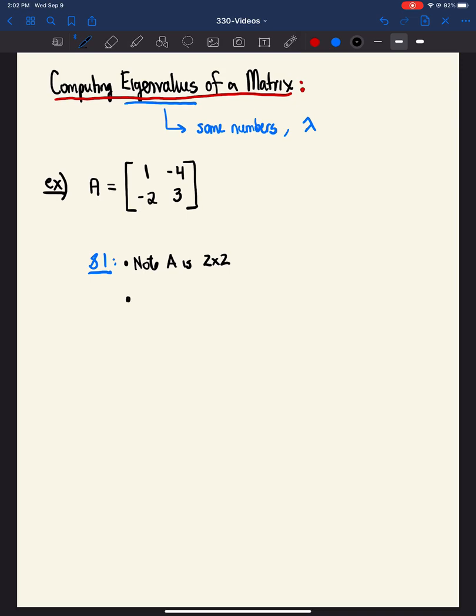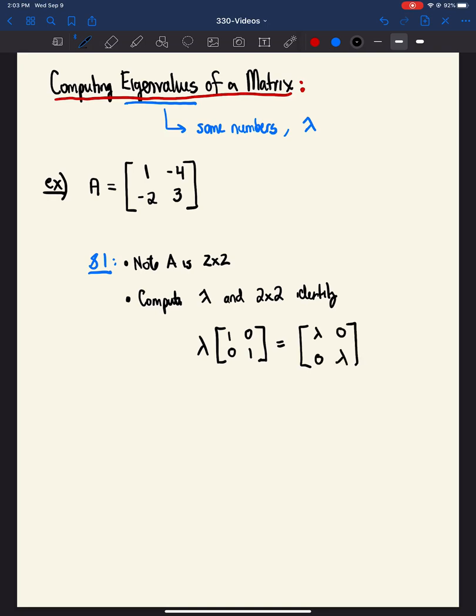So what we need to compute is the product of our scalar lambda, which is something we're still trying to find, and the 2 by 2 identity. So this is lambda times our identity matrix 1, 0, 0, 1. So this product here is just lambda, 0, 0, lambda. Hopefully that step didn't really throw you for a loop.